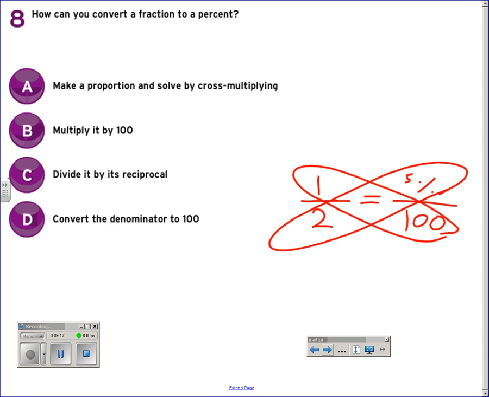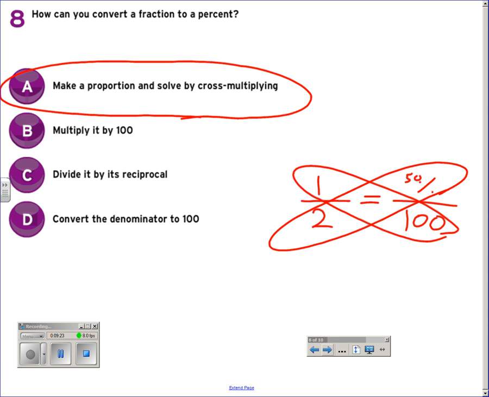So the answer to this one would be 50, but the answer to this question is make a proportion and solve by cross multiplying. Another way you say that is cross multiply the numbers that are across from each other and then divide by what's left. All right, 100 divided by 2 is 50. Cross multiply and divide works every time, assuming you set the proportion up the right way, which is really hard to do. So do this as a last resort.